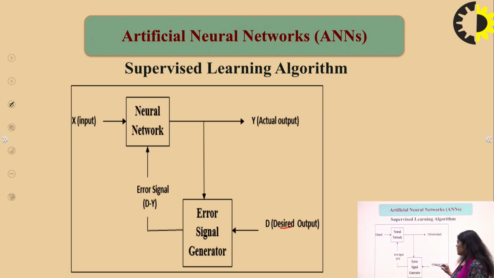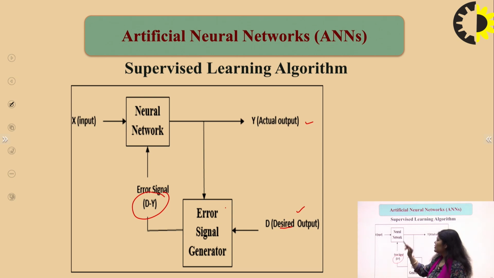And now you are calculating the error signal. So this error signal generator is doing nothing rather than comparing the actual output with the desired output. And if there is a difference between the actual output of the model and the desired one, then an error signal is going to be generated. So error signal is represented as D minus Y, the difference between the desired and the actual output. And this is again going to be fed into the neural network.